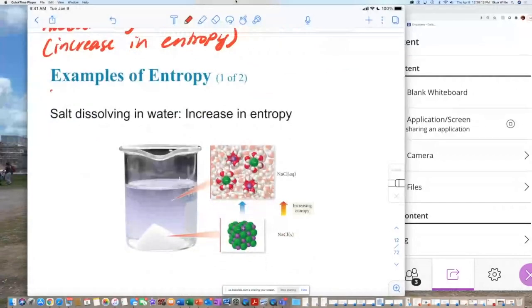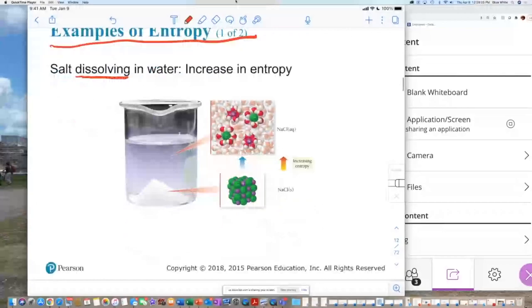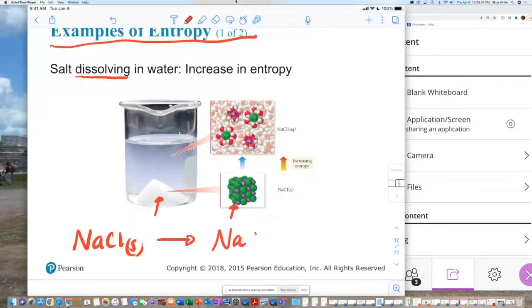Okay, examples. You will have entropy in a system. So here we don't have a chemical reaction, just dissolving. We have a physical change. So looking at, I'm going to write it horizontally versus vertically. We have sodium chloride solid, like this one here. That was added to water. So it started off as a solid. It was added to water, and the solid became dissolved as aqueous.